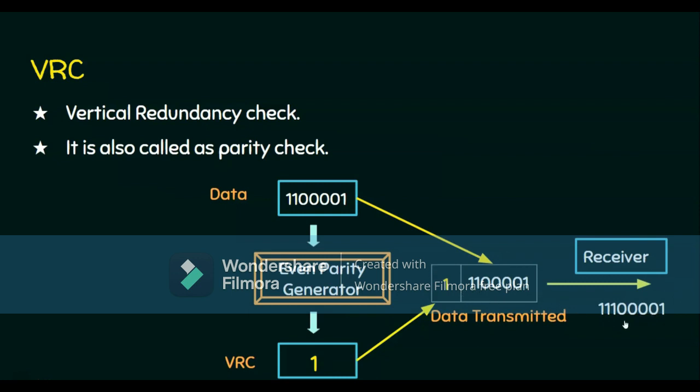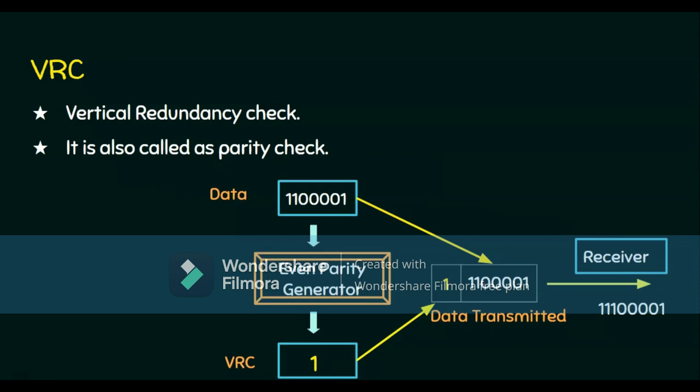What the receiver does is check for an even number of ones in the received message. If there are an even number of ones in the received message, the receiver understands that there are no transmission errors. Whereas if the receiver sees that there are an odd number of ones in the data that it has received, it understands that the message was prone to transmission errors and it rejects this.